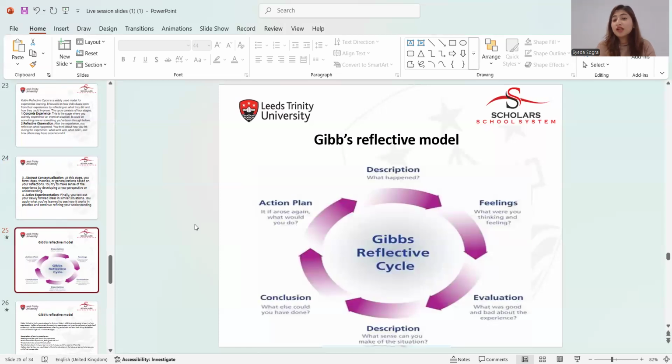Then we have the Gibbs reflective model, which comes with 6 stages, starting with the description, which talks about what has happened. Feelings: what were you thinking and feeling. Then we have evaluation, where we talk about what was good, what was bad about the experience, and we have analysis. That means what sense can you make out of the situation. Then we have the conclusion, that means what else could you have done. An action plan: if it happened again, what would you do differently?